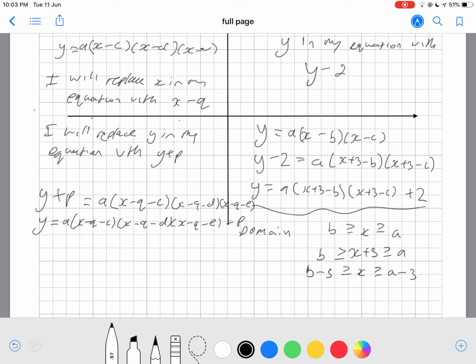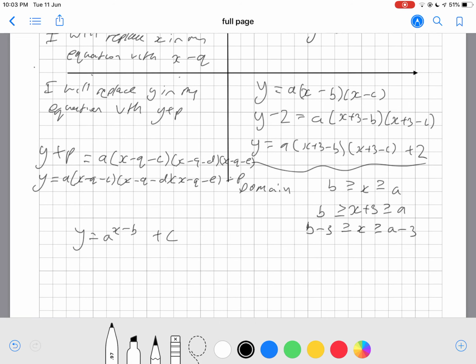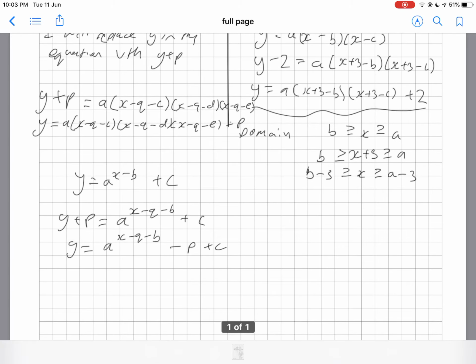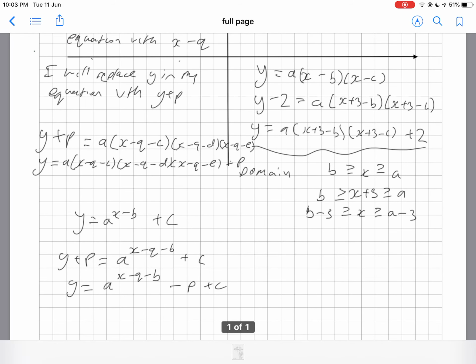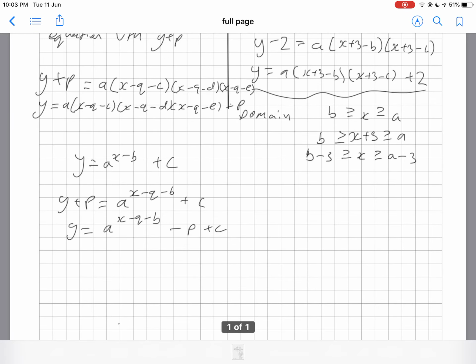For example, we just change it up. Say in an exponential, y equals a times b to the power of x minus b, plus c. Basically we just do the same thing: y plus p equals a, substitute x equals x minus q, so x minus q minus b plus c, y equals a, x minus q minus b, minus p plus c. That's really all there is to it. So you're just moving the graph a specific amount of units, p units and q units, up and right. Any direction. It can be up, down, left or right. So if you're moving to the left, you're adding. If you're moving to the right, it's minus. Okay.